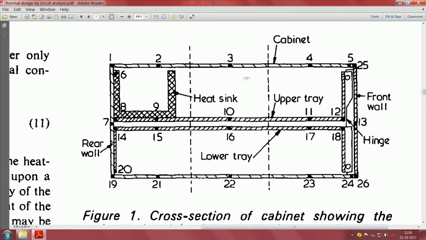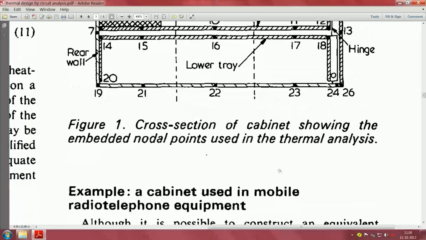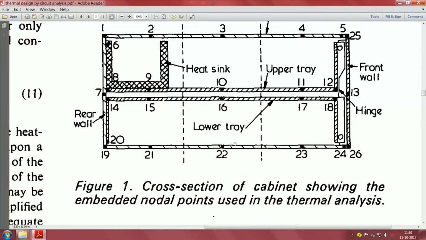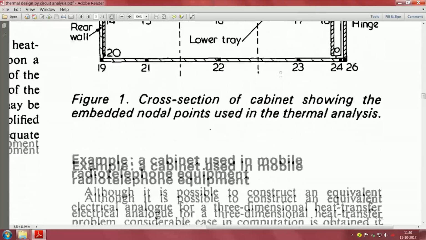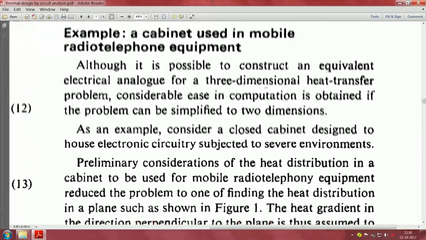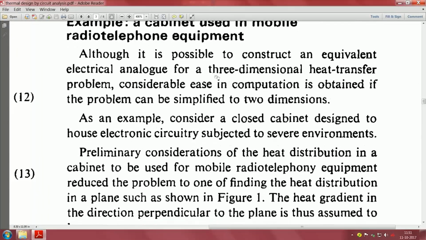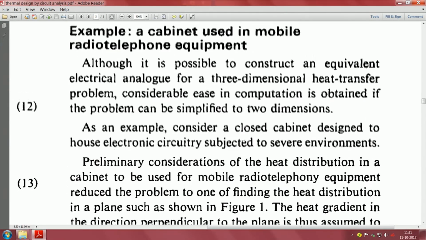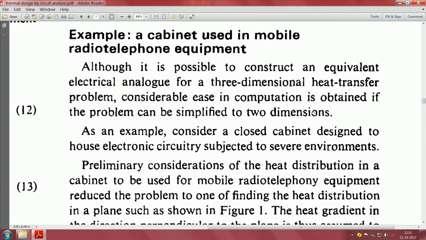And on the upper tray you have heat generating components, and on the lower tray we have other things mounted. Using this they have tried to make neat sections everywhere. Each point, the nodes are kept here, starting at 19, all these points, a total of 26 nodes have been evaluated. It is possible to construct an equivalent electrical analog for a 3-dimensional heat transfer if the problem can be simplified into 2 dimensions.